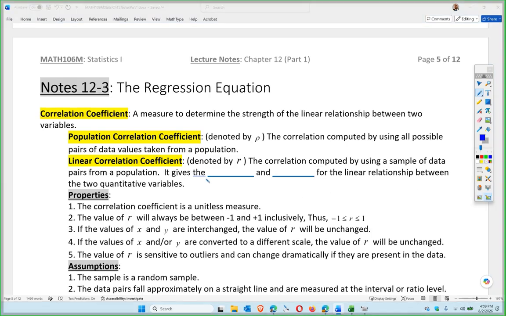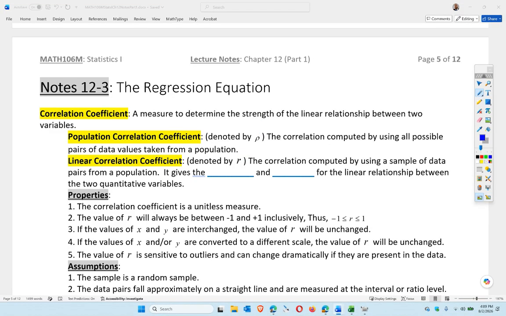So if you have all the data, it's a population obviously. They like to use Greek letters. So they use rho as the Greek letter, rho for the population. They use lowercase r for the sample, right? And what the correlation coefficient tells you is not only how good the model is in the quality, it also tells you the direction. So that's the two things that it tells you essentially.